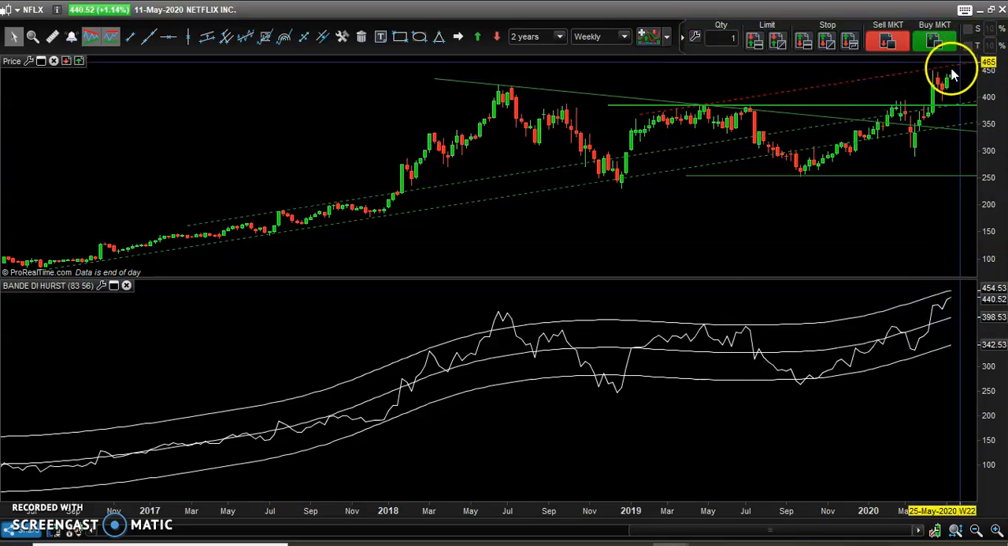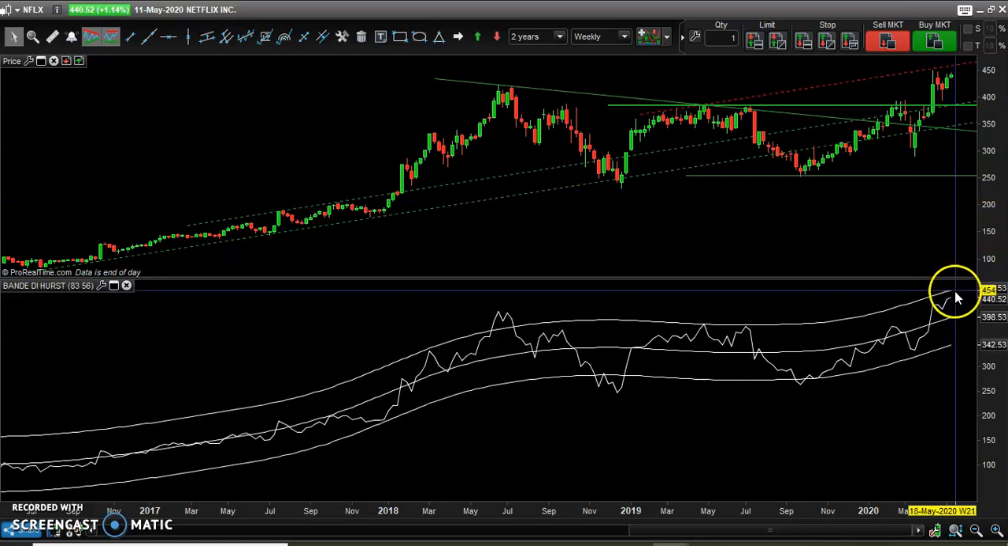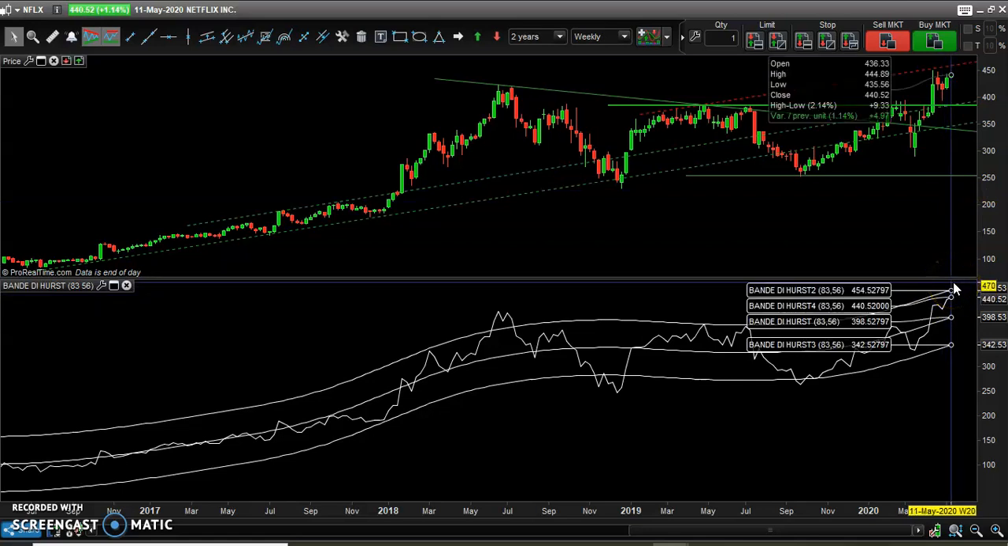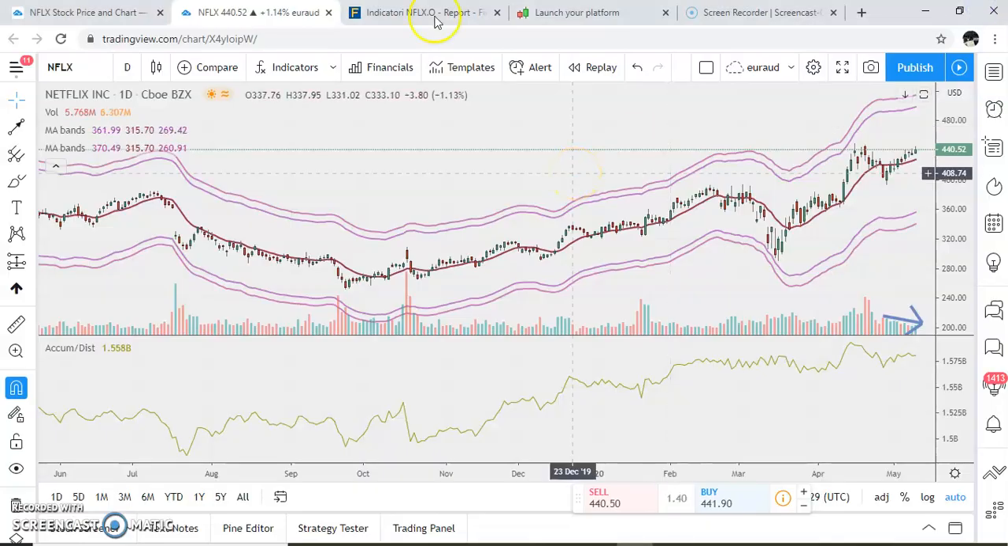Yet we are really close to the top, so we might see some other daily or weekly candles hit the upper bands or even go beyond the upper bands. Yet Netflix seems to be doomed to go down.